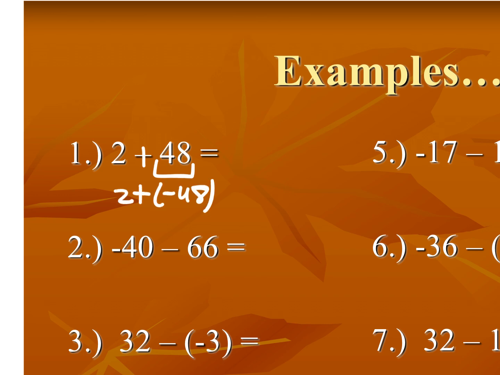And then we follow the rules for addition. So 2 and 48 have different signs. When they're different, we subtract 48 minus 2. We get 46, and then we keep the sign of the bigger number. Between 2 and 48, 48 is bigger, and so 48 has the negative, and so our answer is going to be negative 46.